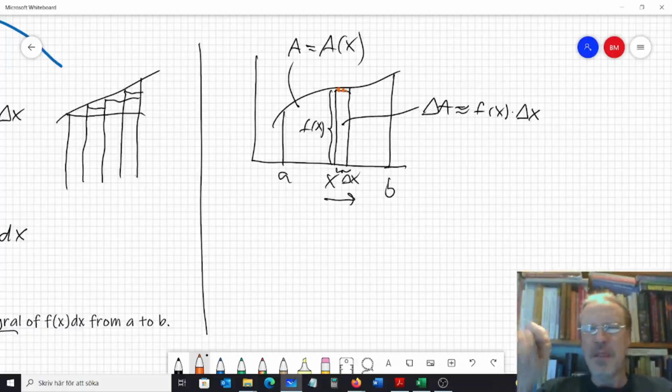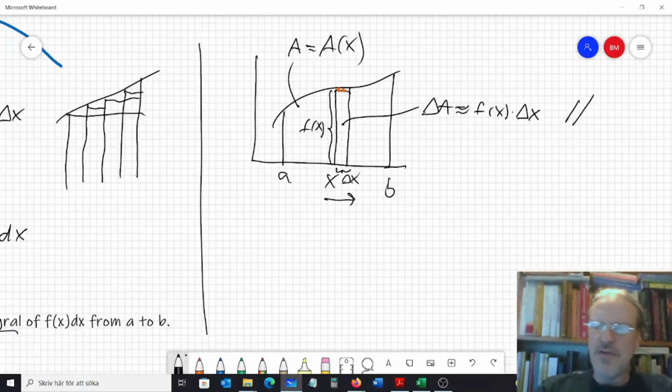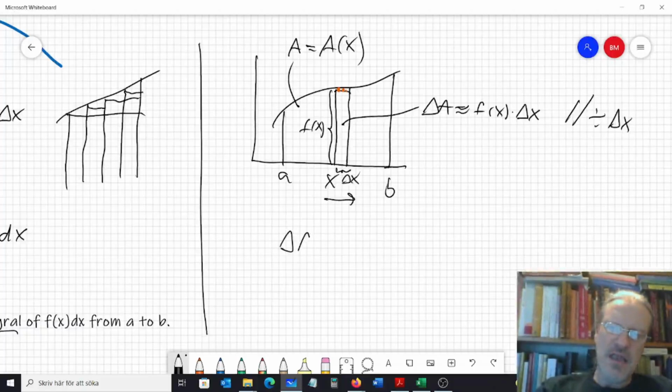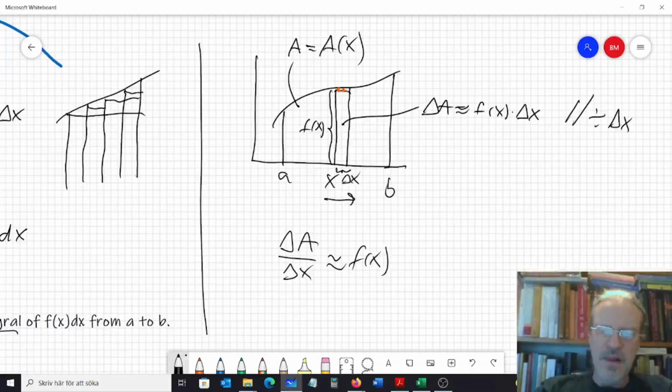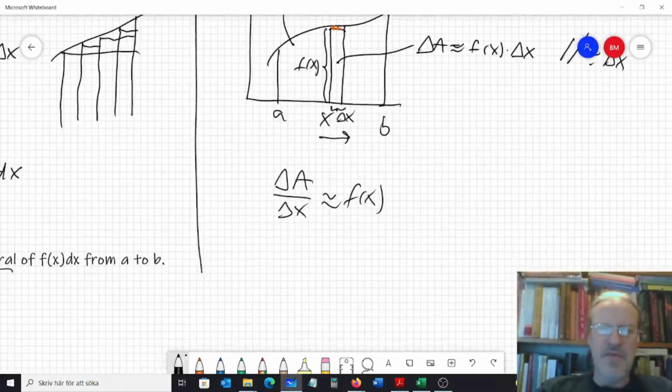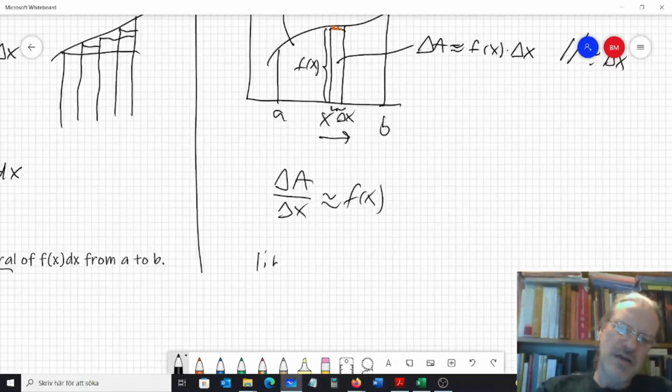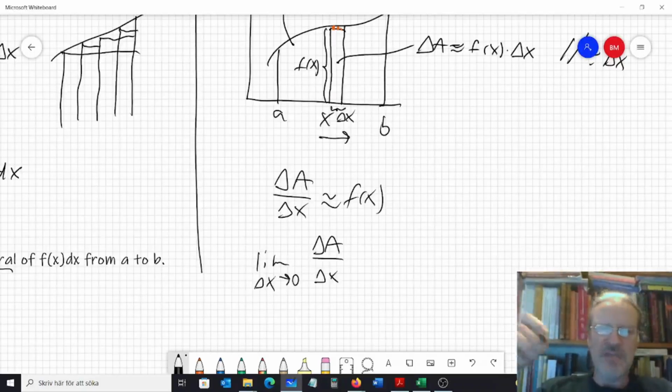Now let us divide through by delta x, so we get delta A over delta x is approximately equal to our function value. And then let us take the limit as we did before, as delta x goes to 0, so we take the limit as delta x goes to 0 of delta A over delta x. And as we take the limit, the error will approach 0 quicker, so we can say that this is equal to f of x.